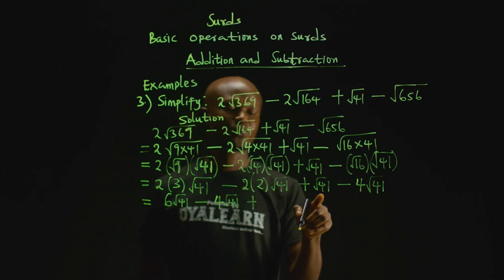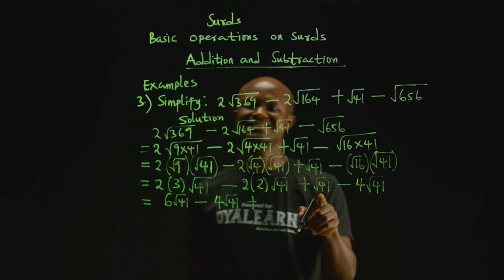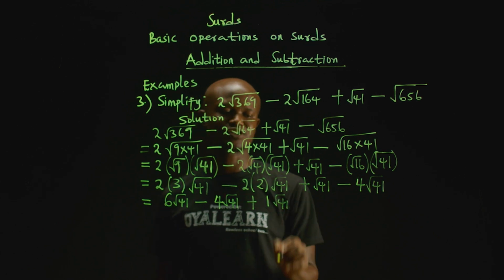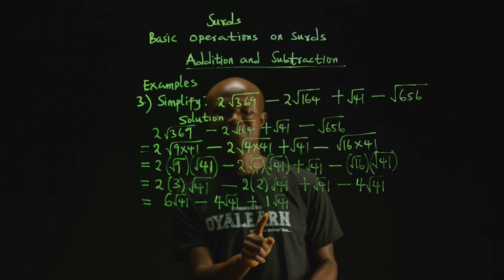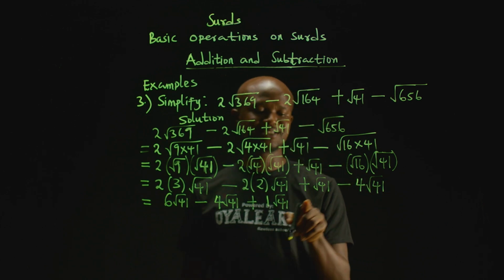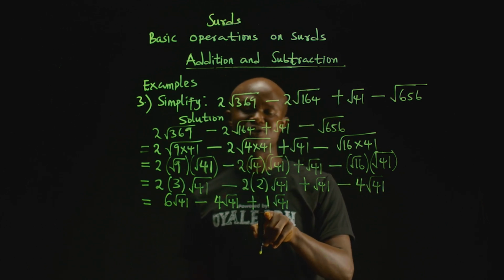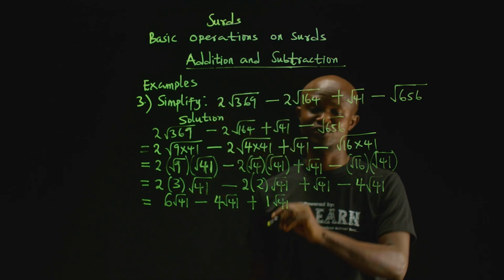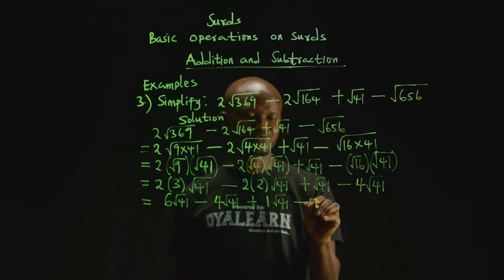Then plus, when you have root 41, you can write this as 1 root 41, because the coefficient of root 41 is still 1. Just to make the coefficient visible. So that's why we are writing it as 1 root 41, which is the same thing as root 41. Then minus 4 root 41.